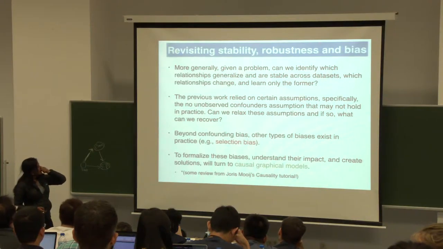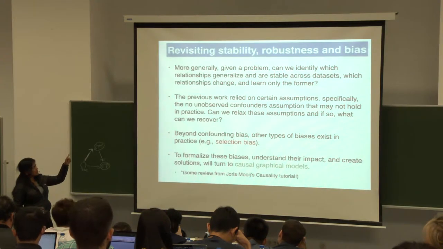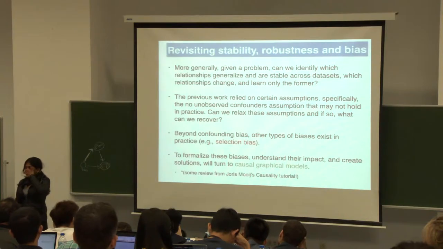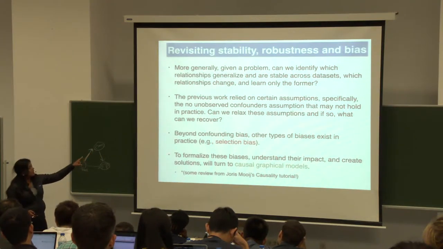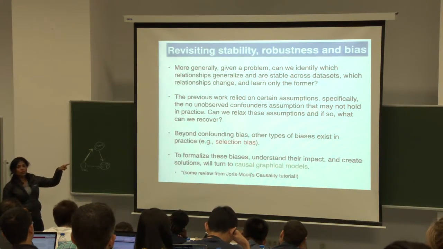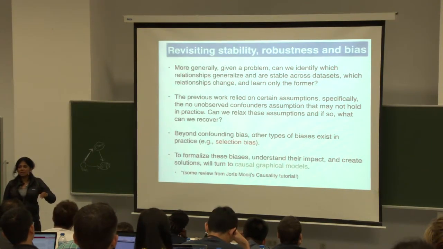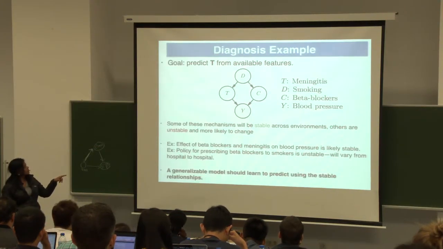Okay. So given a problem, can we identify which relationships generalize and are stable across data sets and which relationships change, and learn only the former? That was the intuition we used for building the potential outcome model, but you could take that intuition and directly attack almost any problem you think about. The previous work relied on certain assumptions. What if some of those assumptions don't hold? Can you still do something? And then I want to give you more examples of biases that exist in your data that are going to hurt generalization, that we want to be thinking about.